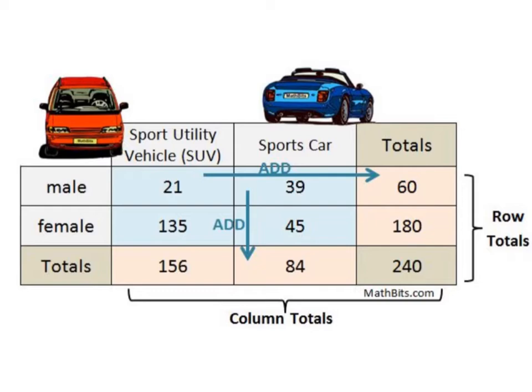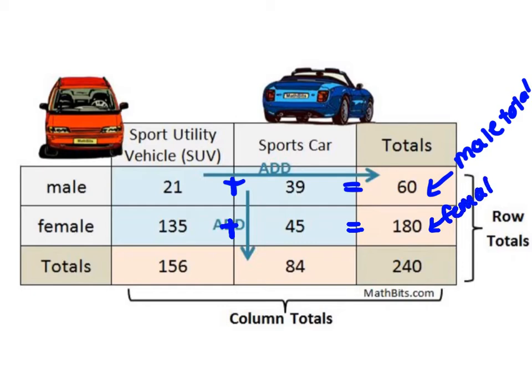Now, looking at these two-way frequency tables, we have to deal with a couple of different things. One thing that we have to deal with is the totals for the rows. If we look over here, we can see that we add across to give our row totals. So this 60 is the male total, which is given by adding the 21 plus 39 equals 60. Then for the next row, I can add the 35 and 45 equals the total. So this is the female total.